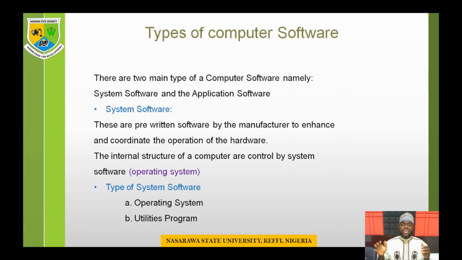So system software are those softwares that were designed to serve as an interface, serve as a link between the application software and the underlying hardware on which the application resides. So the internal structure of a computer is controlled by a system software called the operating system. So the operating system is the most important computer software. The system software is further classified into operating systems and utility programs.